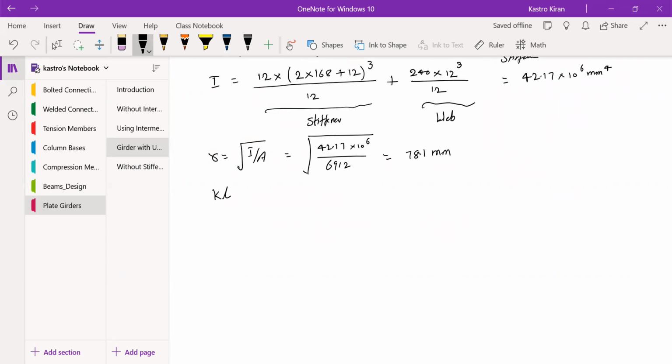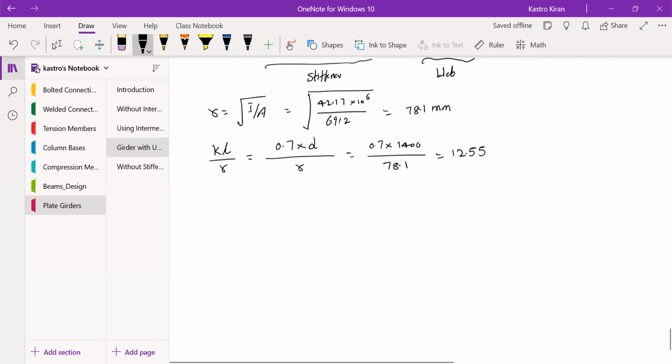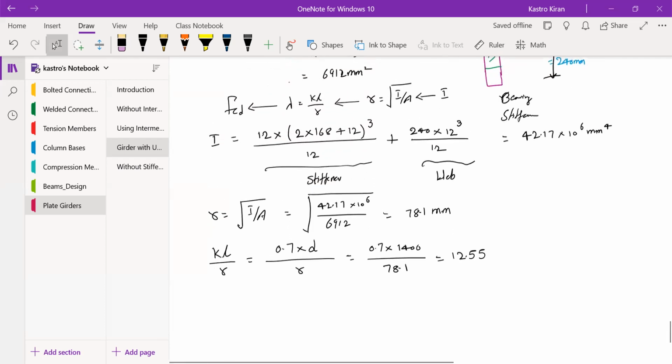And then you have to find out the value of KL by r. KL is taken as 0.7 times the depth of the web, where K is specifically 0.7, which is fixed for plate girders. Upon r, that will give you 0.7 times the depth of the web, which is 1400, which we have calculated in the very beginning steps. And the radius of gyration is 78.1, and this will give you 12.5, right? So you got the value of KL by r, that is the slenderness ratio.